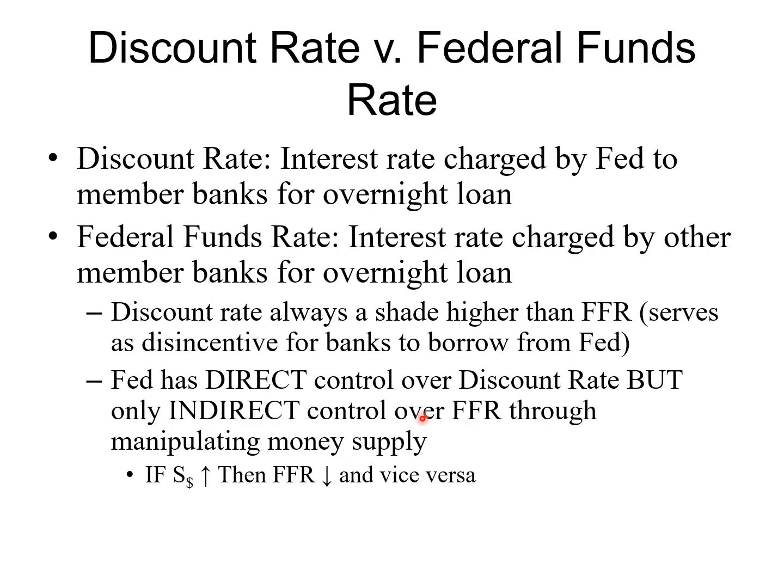Okay, and this is what I was saying about the difference between the discount rate and the federal funds rate. The discount rate is the interest rate charged by the Fed to member banks for an overnight loan. Interest rate charged by other member banks for an overnight loan is the federal funds rate. Okay, the Fed has direct control over the discount rate, but only indirect control over the federal funds rate. And you see how they control it. If the supply of money goes up relative to aggregate demand, then the federal funds rate drops. All right, and vice versa.